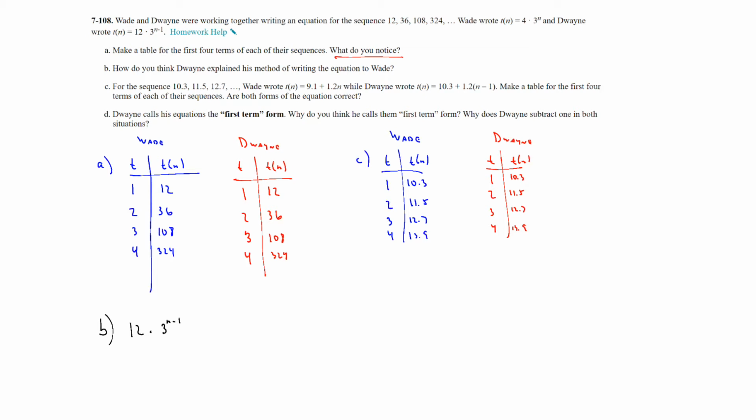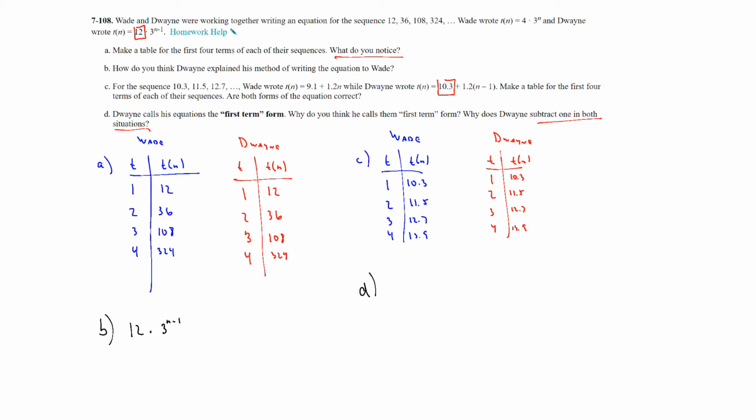And then part D, Dwayne calls his equation the first term form. Why do you think he calls it first term form? Why does Dwayne subtract 1 in both situations? We kind of just talked about this. He is using the first term in the sequence. That one was 10.3, and the other one was the 12. But to do that, he has to subtract 1, so that he is either, in the first case, multiplying by 1, or in the second case, adding 0.